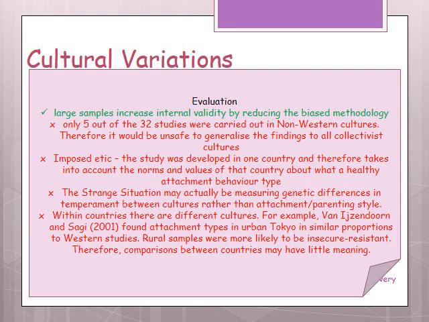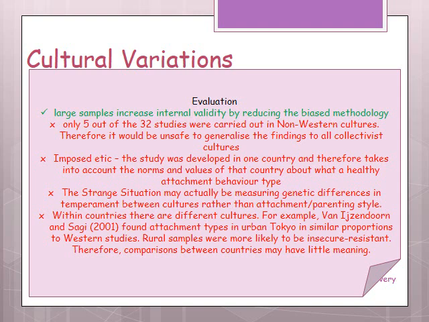So, a strength of it was a very large sample size, so therefore that increases the internal validity because it reduces any bias in the methodology. However, only 5 out of the 32 studies were carried out in non-Western cultures, so it would be unsafe to generalise to all collectivist cultures. Again, we have this idea of imposed ethic. We're still using the American norms and values of what a securely attached child is, what a healthy child is, to judge other cultures. Also, there's a weakness in the strange situation.